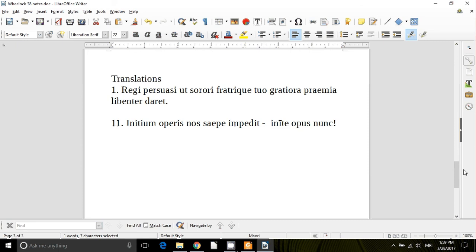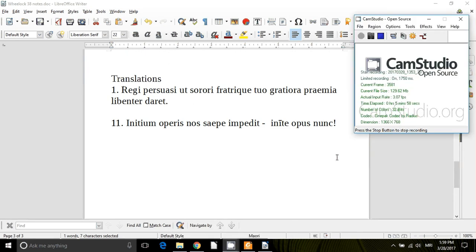Work on numbers 1 and 11 for the translations after you've looked over the vocabulary for lesson 38 and looked over the relative clause of characteristic. Again, relatively short chapter because we're just getting the little bits of grammar that we haven't got already as we close out the book. Then work on these translations before moving on to get your corrected translations in the next video.